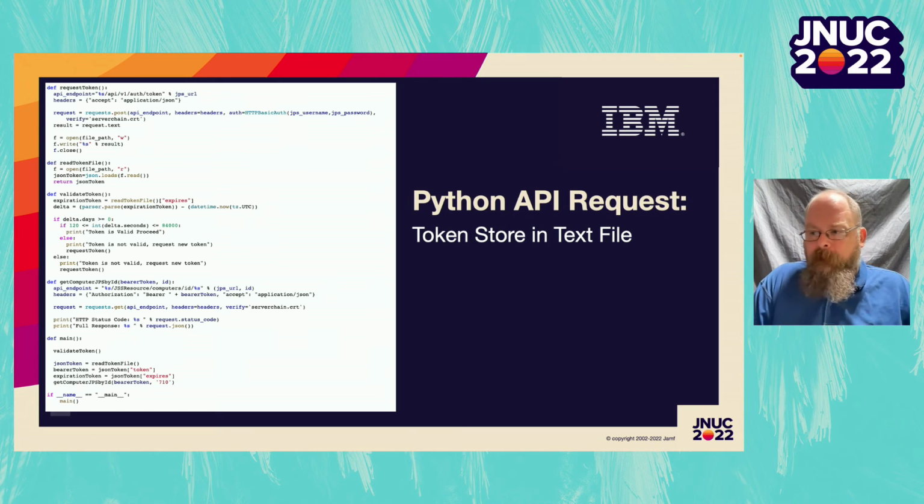We're going to validate the token. If it's not valid, we're going to request a new token. And once a good token is written to the file, then we're going to make an API request to the JPS with that valid token.